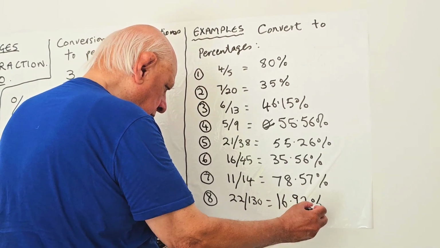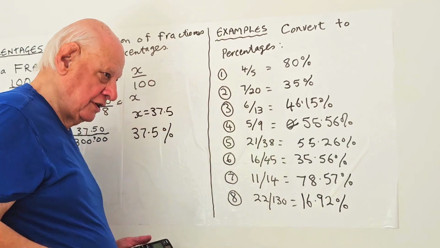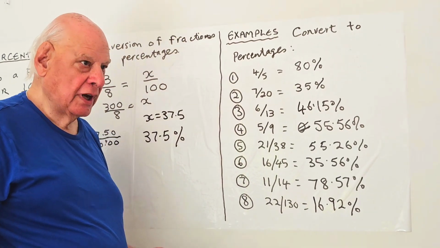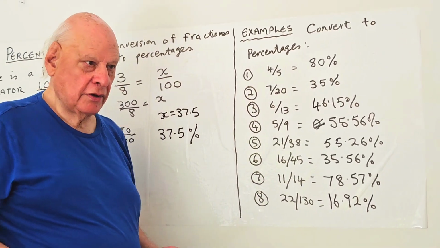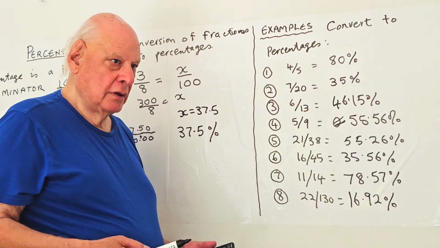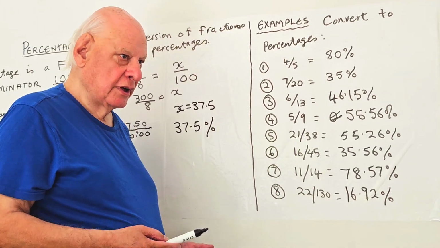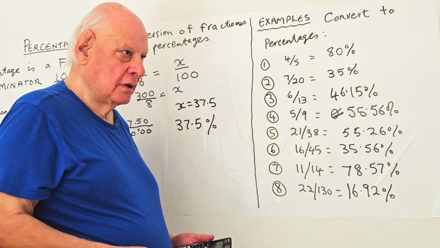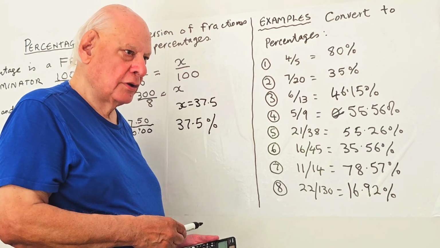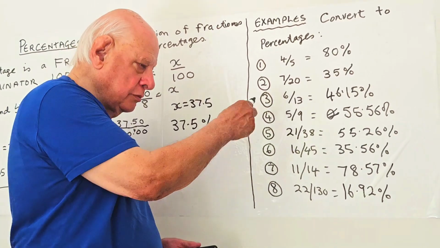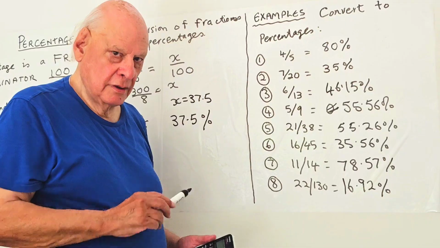You can make thousands of these examples up just to give yourself the practice and check them on the calculator. All right? That finishes off for the first section. The next section will be finding one quantity as a percentage of another, which will be very similar to this.